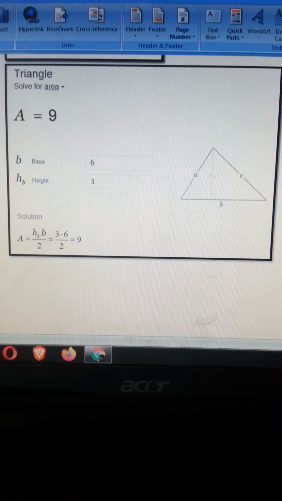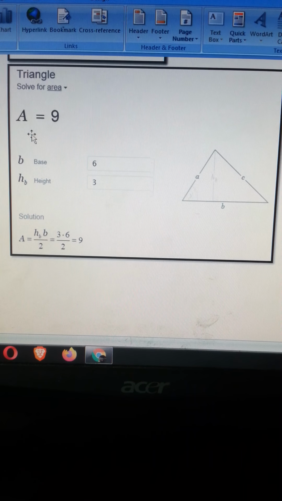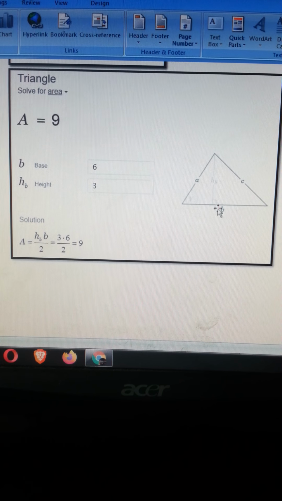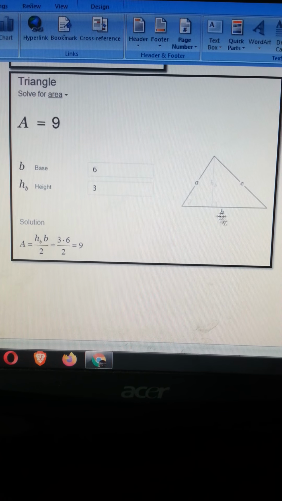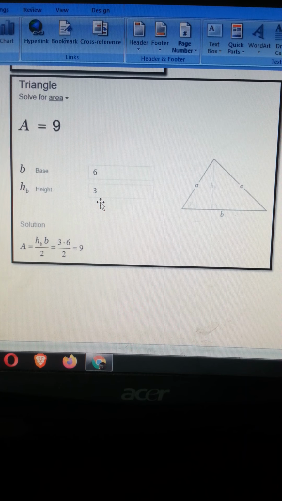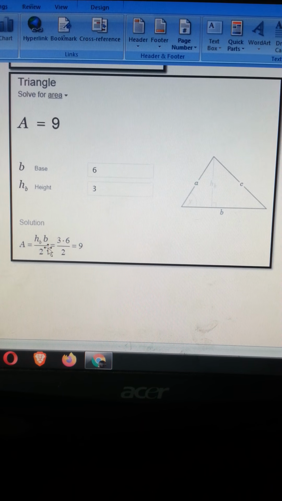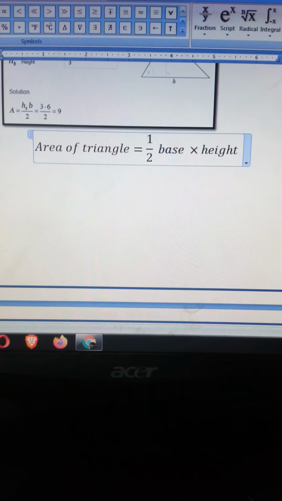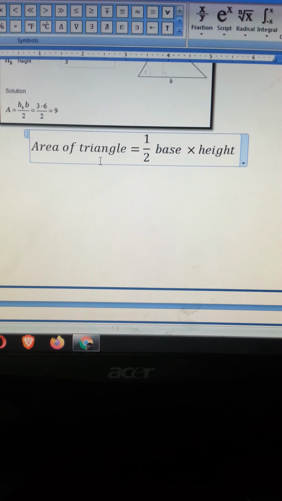For the triangle, it is as well simple. Like before, you are going to find out the area for the triangle. I have simplified it. I have just calculated it already. I have given a base over here, 6. I have given a height over here, 3. Okay. So I am applying the formula of half multiplied by base into height. This is the simplest formula, right?